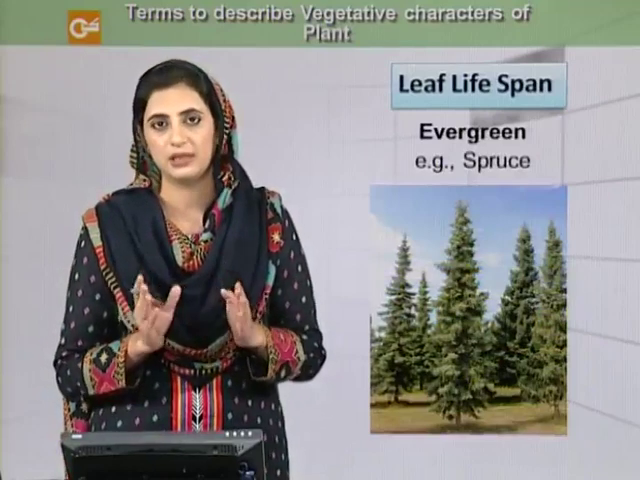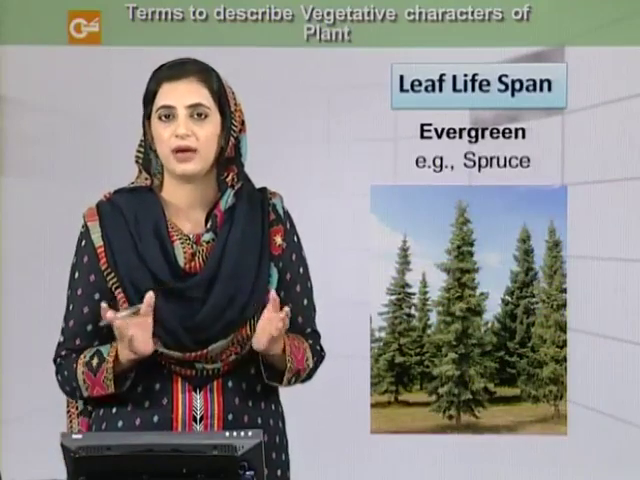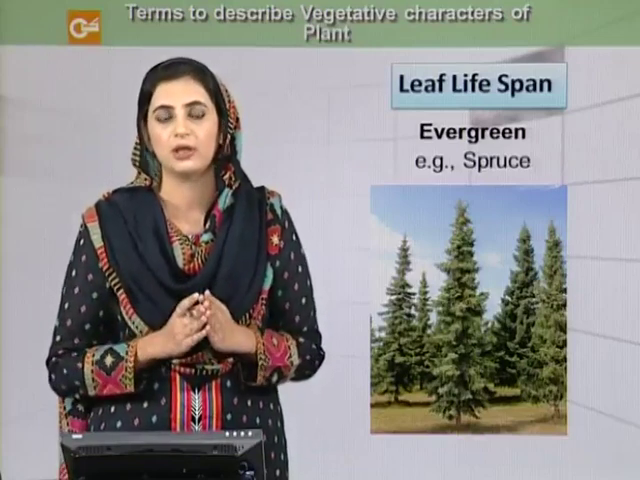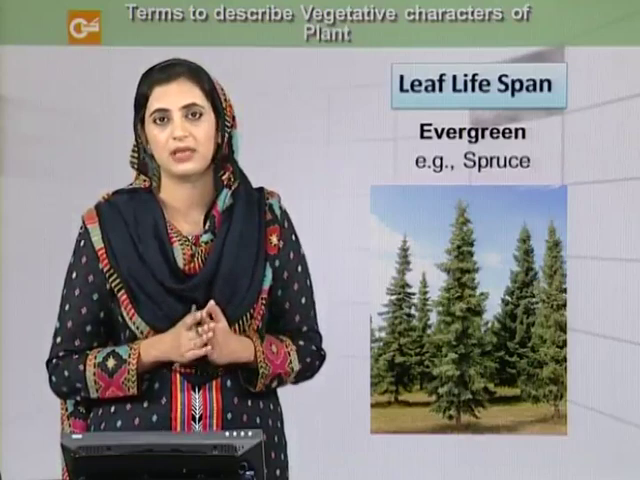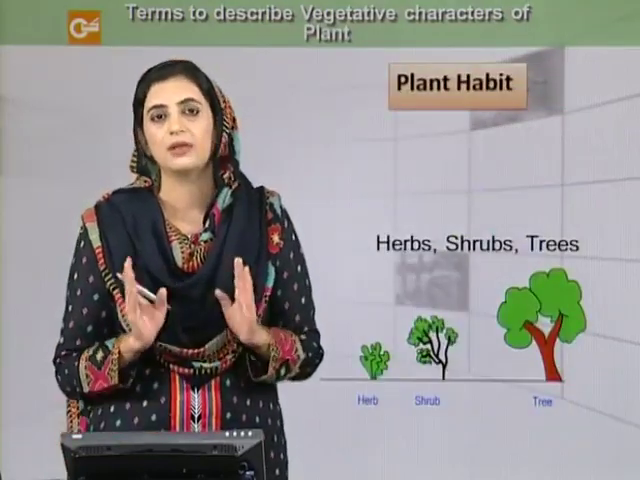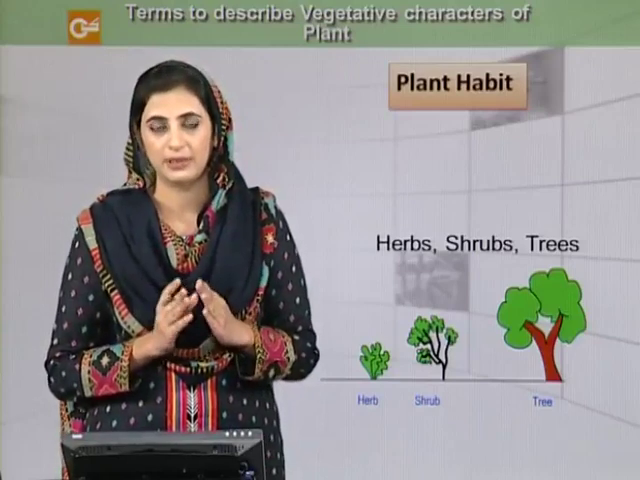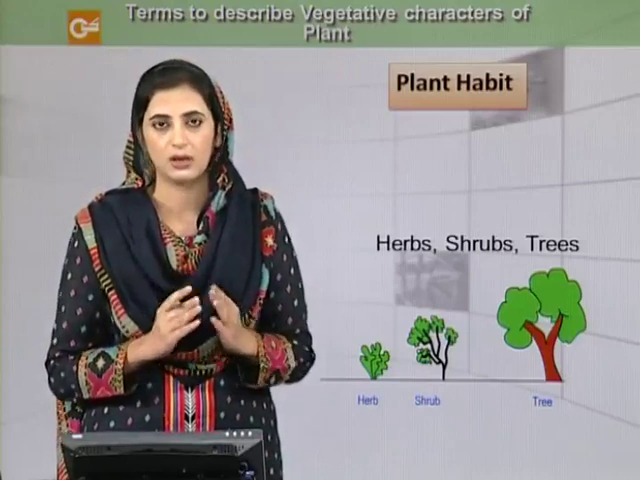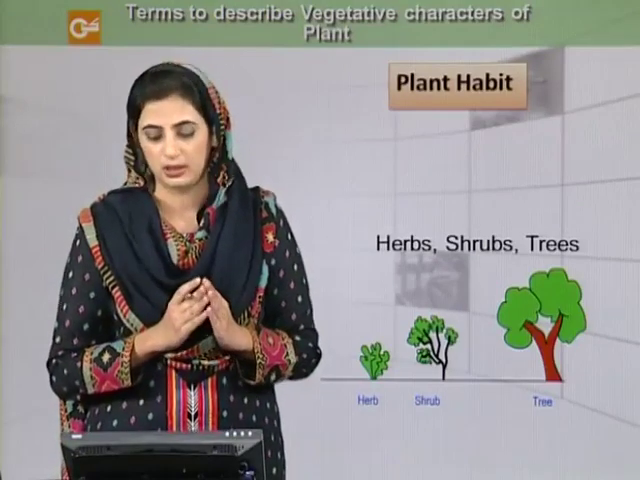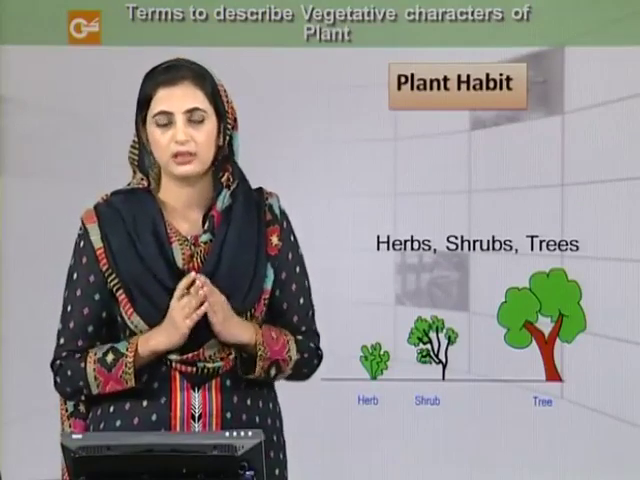And then the other term is evergreen. If the plant remains evergreen or it persists its leaves throughout the year, it is termed as evergreen. Example is that of spruce. And in order to explain the plant habit, we have three terms and even more extensions too. But the major terms are three. They may be herbs, shrubs, or trees.